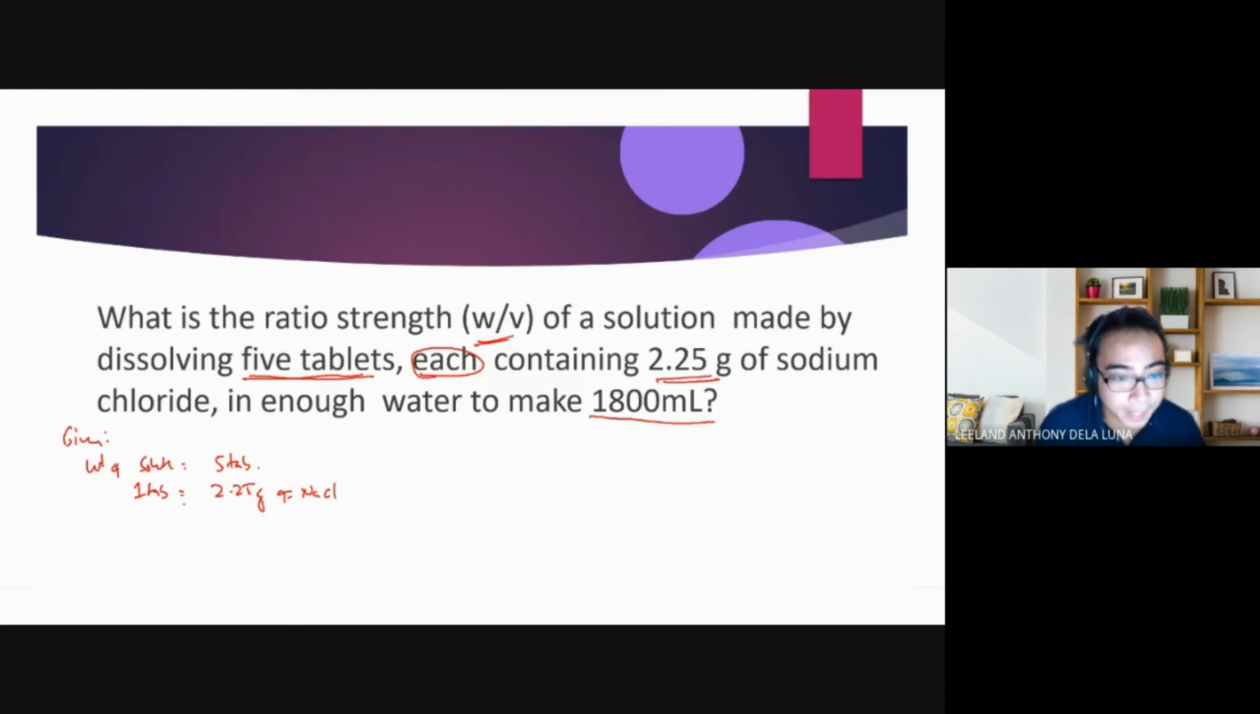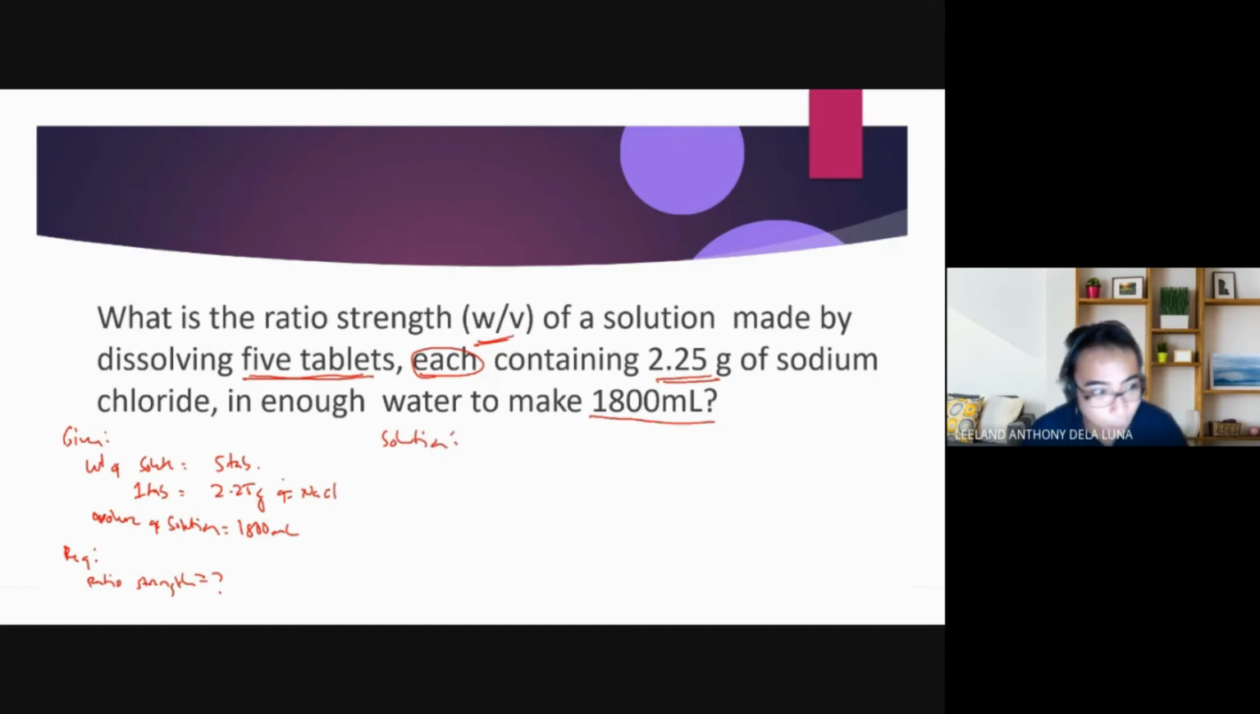sodium chloride. Okay, tapos ang volume of solution is equal to 1,800 ml. Okay? So sabi dito, ang required natin would be ratio strength equals unknown. So magiging solution natin, class, would obviously be, first get the weight of the solute. So that's 5 tabs times 2.25 grams per tab. Okay? So para makancel out ang tablet natin, ang lalabas would be 2.25 times 5.